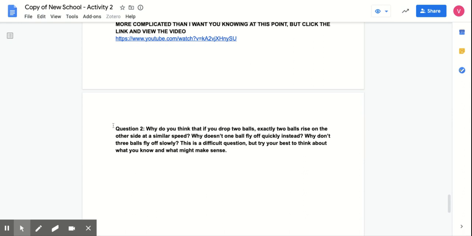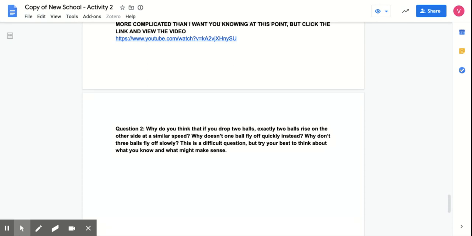Question 2 says, why do you think that if you drop 2 balls, exactly 2 balls rise on the other side at a similar speed? Why doesn't 1 ball fly off quickly instead? Why don't 3 balls fly off slowly? This is a really difficult question, but try your best to think about what you know and what might make sense. If you think about the activity that we did a couple days ago with that magnetic cannon, that can help with this. Why do you think the same number of balls at the same speed move through this cradle? Again, right now, there are no wrong answers.